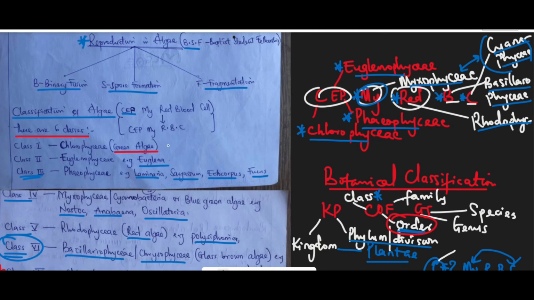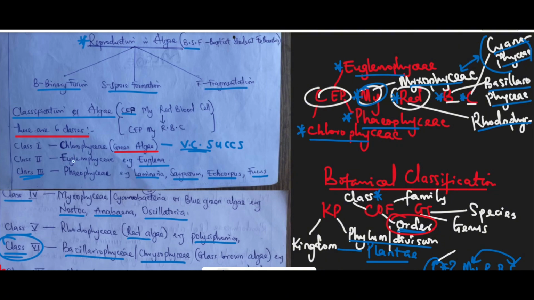Now, of this six classification, we said that the class Chlorophyceae has the longest order, and we gave it VC as the order of Chlorophyceae, and it has the longest order.